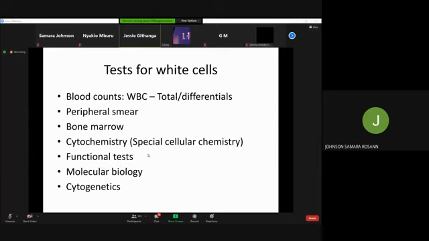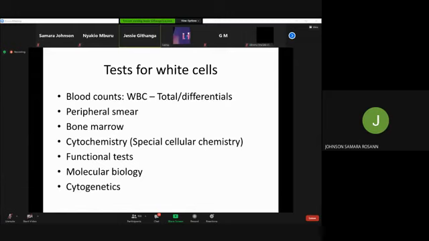We can also perform functional tests. Very often, these will be done in the immunology lab, where they look at either the neutrophil phagocytic activity, etc. There are molecular biology tests, where we can do PCR tests to look at the DNA characteristics of abnormal cells, or looking especially at some of the genetic abnormalities of these.